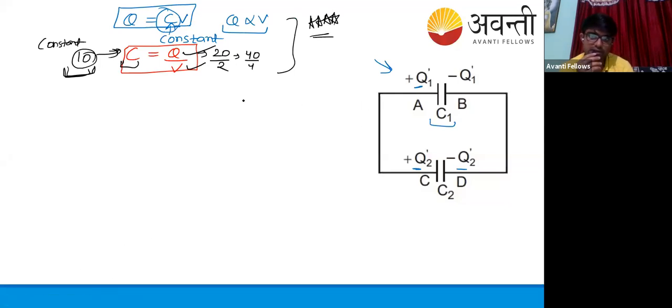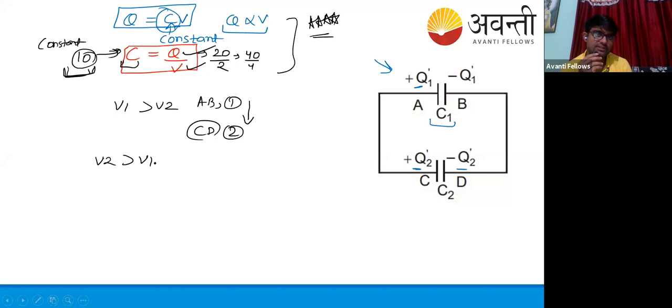If I come back to the point, I told you that if potential difference V1 is greater than V2, charge will flow from the AB capacitor or first capacitor downward, that is towards the second capacitor or CD capacitor. And if V2 is greater than V1, that is, the potential difference across the plates of the CD capacitor is higher than that of the first AB capacitor, then charge will flow from the downward direction to upward direction, that is from the CD second capacitor to the AB first capacitor.